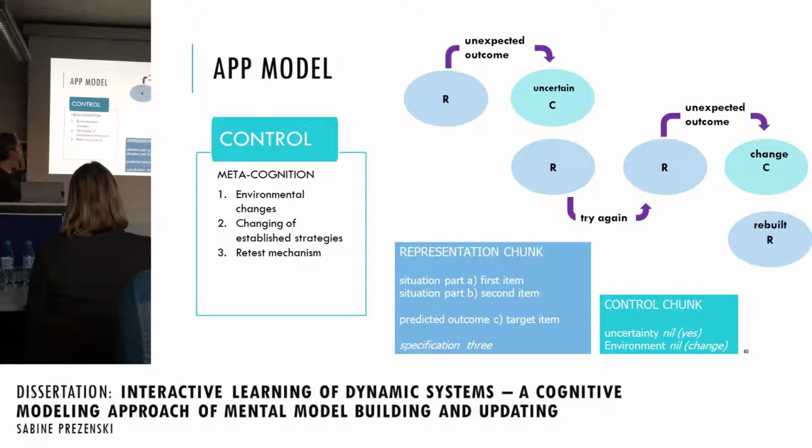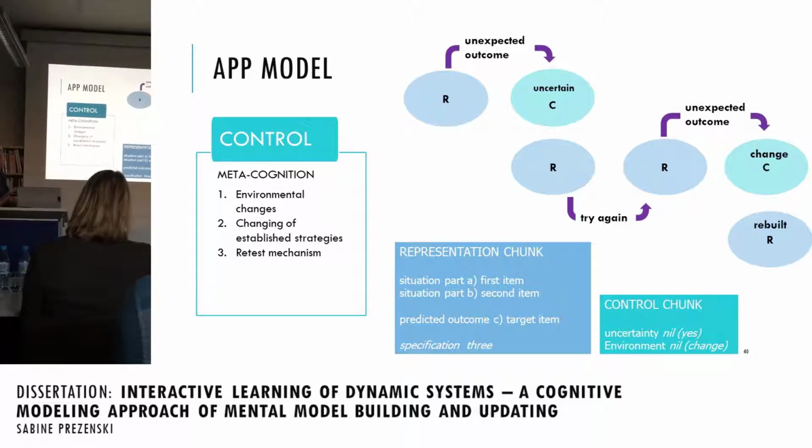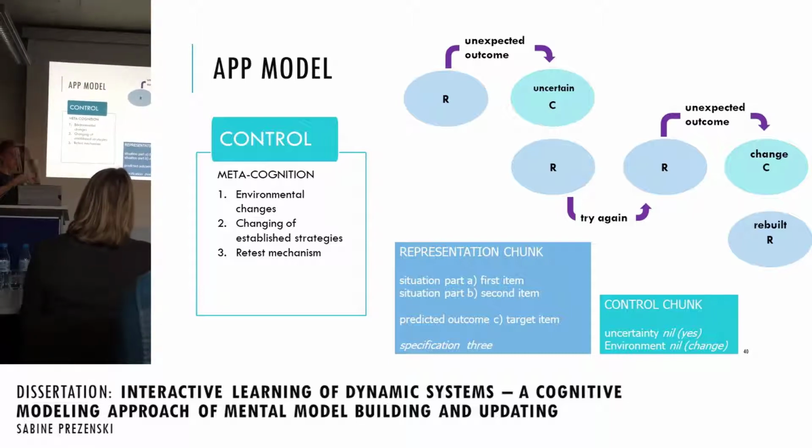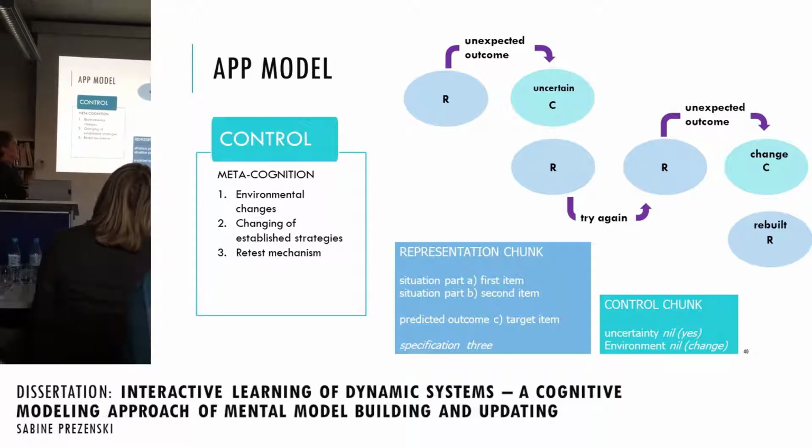Now I'm going to explain the retest mechanism. The model is using a representation chunk. It has already looked for alcohol-free beer, has a path, and uses this chunk, and then it's expecting to find alcohol-free beer, but it doesn't.